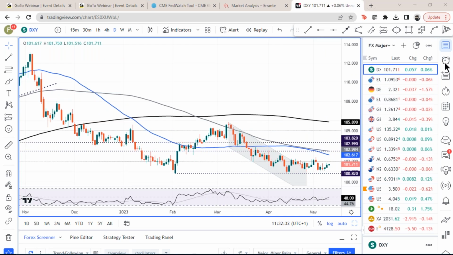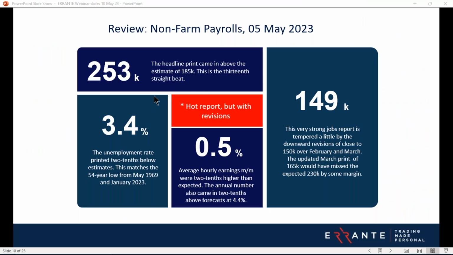Okay, just quickly, let's recap NFP, so non-farm payroll. Just get a graphic up for you with all the big numbers. Here you can see the main numbers. Still decent numbers in the April labour report.